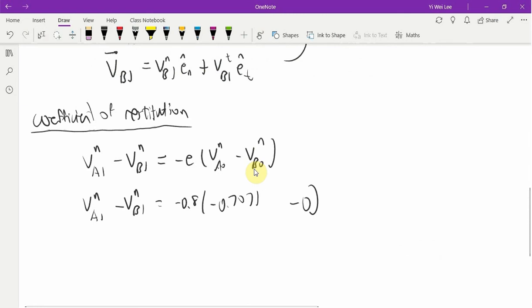So this is not V naught, sorry. This is just V naught. The term that we want to represent everything in terms of this. Okay? So in this case, we have the first part.